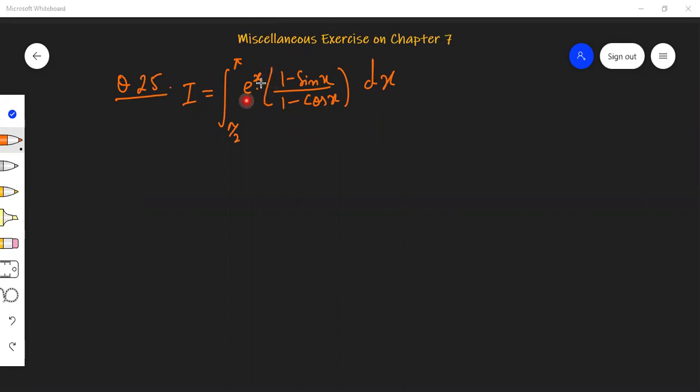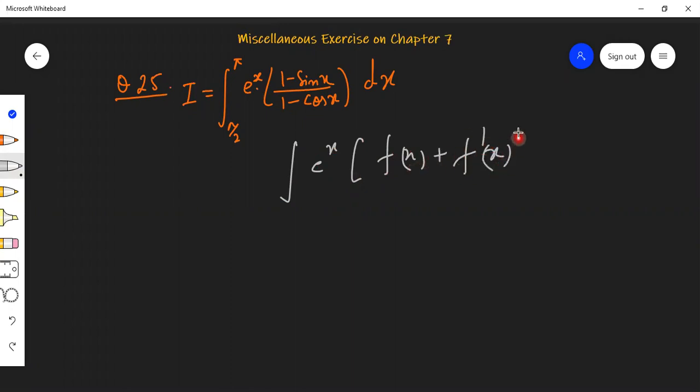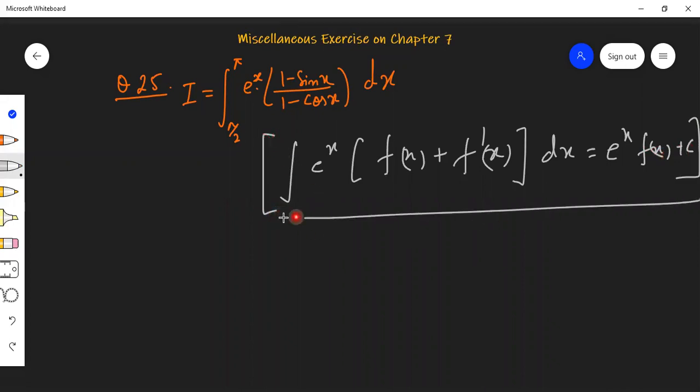Beautiful question. I can see e to power x here. So can I write this expression in the form e to power x [f(x) + f'(x)]? That should be my first call. Because if I can write it like this, it would be, so this is the formula we have already learned. We have proved this as well. So we're going to use it directly.